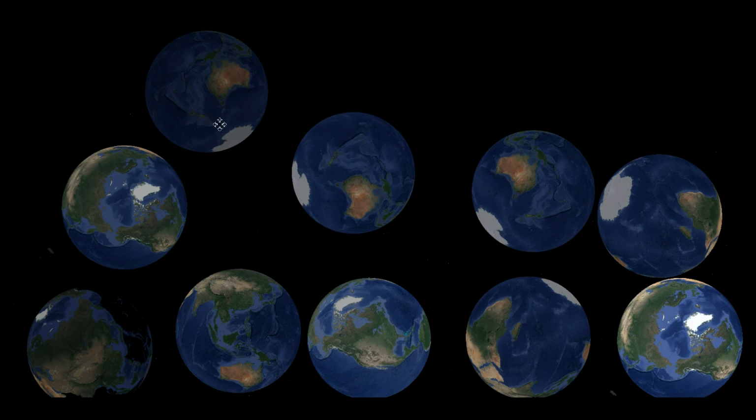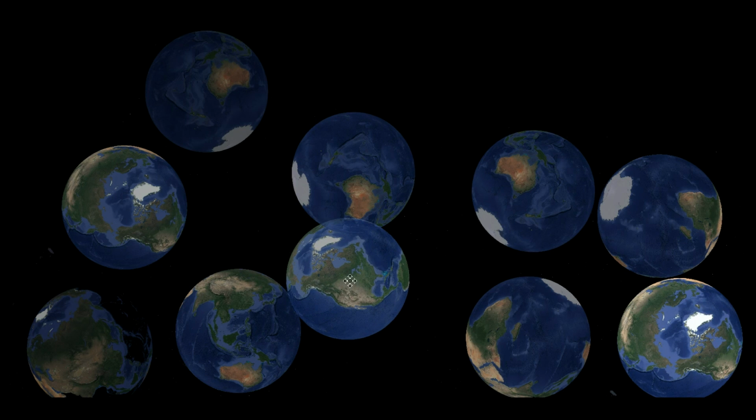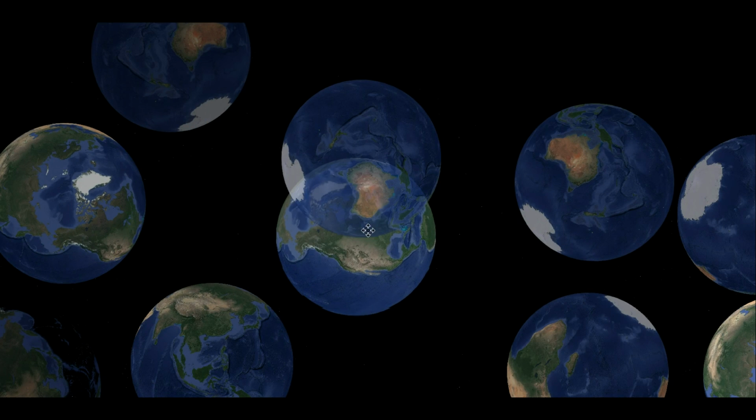Okay, here's that. This is the same feature here, but it's been rotated, and it looks a lot like it would fit right over here. So let's see what happens when we do that.